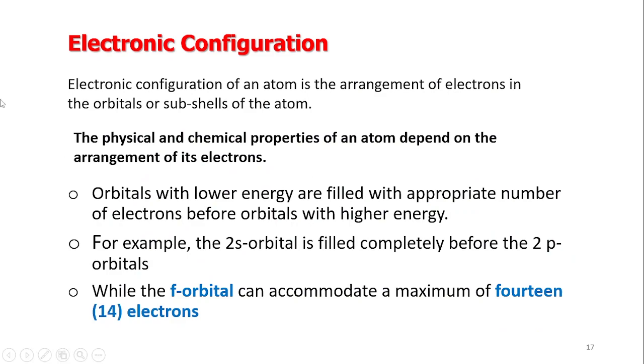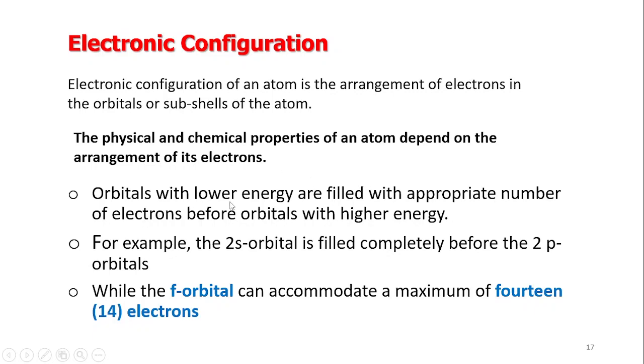So now let's get into the electronic configuration. That will be linked with this subshell. The electronic configuration of an atom is the arrangement of electrons in the orbitals or subshells of the atom. The physical and chemical properties of an atom depend on the arrangement of its electrons.